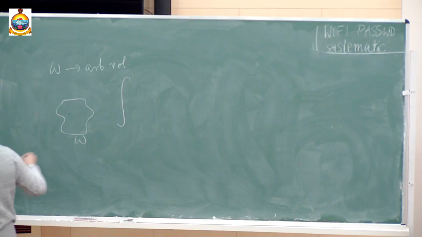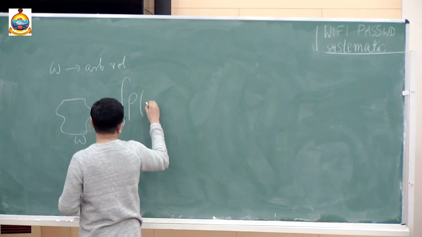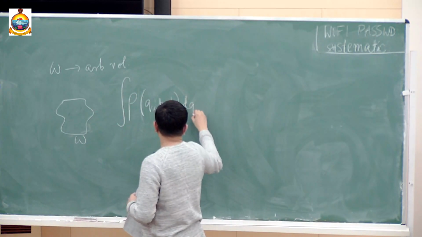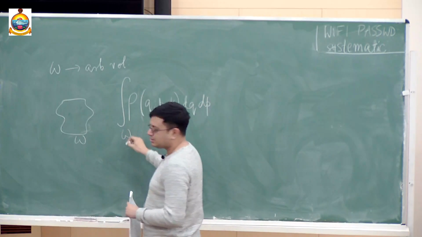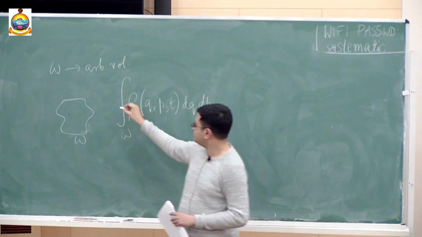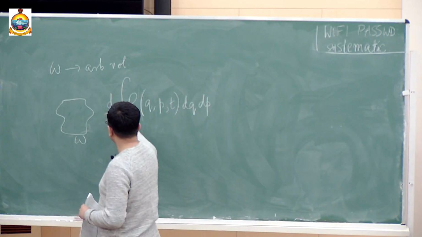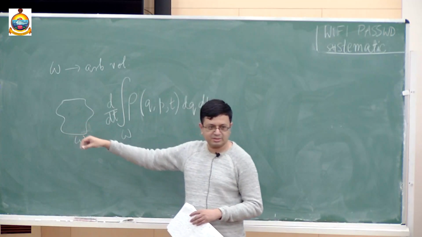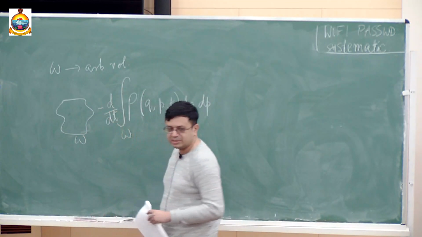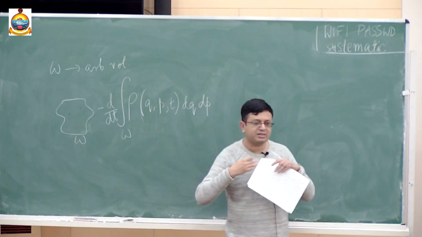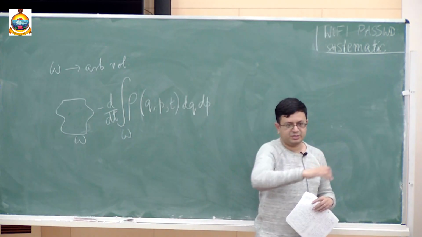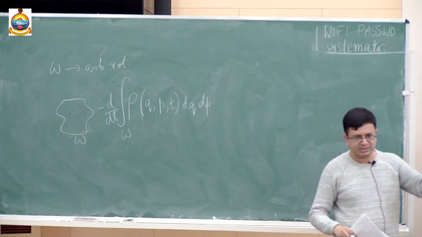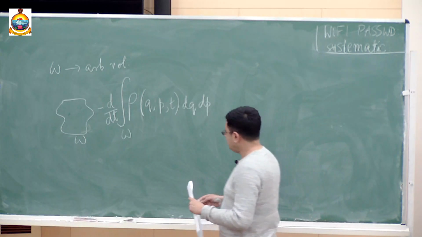So what I have to do is take rho of q, p, t, dq dp, and integrate it over this volume, and take d/dt of that. That is going to tell me the net change in the number of microstates contained in this volume. If it so happens that the number decreases, that means there has been a net flow of points out of it. Some points have come in, some have gone out, but definitely the number that have left is larger than the number that have come in.